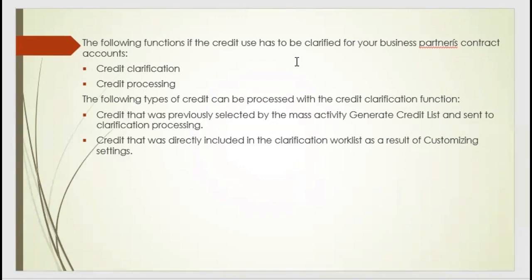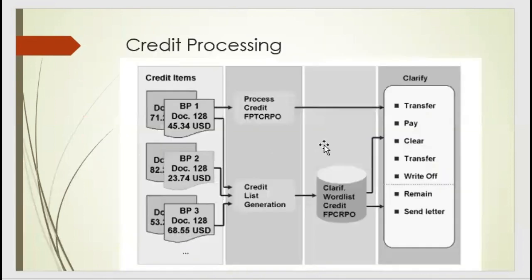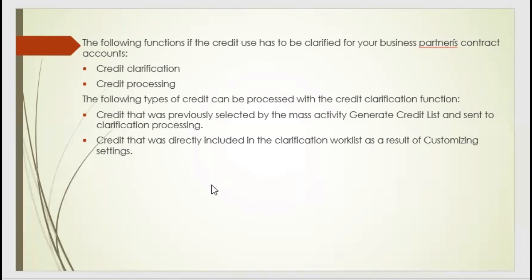Now, credit clarification. As we understand, we have different types of credit clarification. The credit process mostly runs those clarifications, the execution of those clarifications. So mostly that is happening as a mass activity. We have some processes where we need to fill the headers and details, and that's how we generate the credit list. And once the credit list is generated, we send it to credit processing.